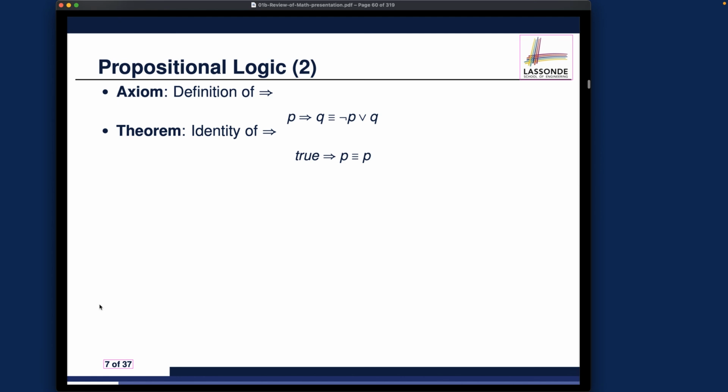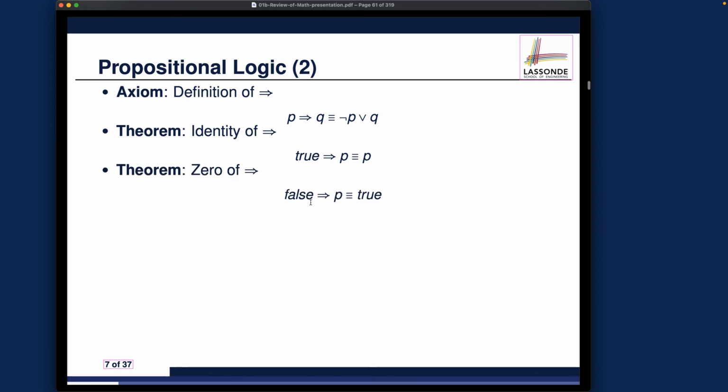Next one is a theorem. It's called identity of implication. So if you say true implies P, it will just be equivalent to P. Thinking this way, if I know that the antecedent is already true, in that case, the only way for the implication to be true is when P is actually true, right? That's equivalent to just P itself being true, right?